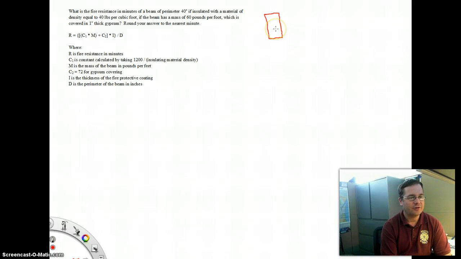Here's one configuration you might find. You might find a box beam in which the perimeter is equal to 40 inches. So if we think about maybe a typical box beam, it'd be something like 15 inches by 5 inches. If we add the four sides up, 15 plus 5 plus 15 plus 5, you get to 40.